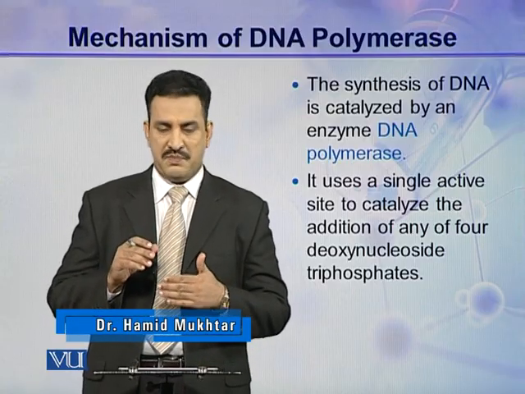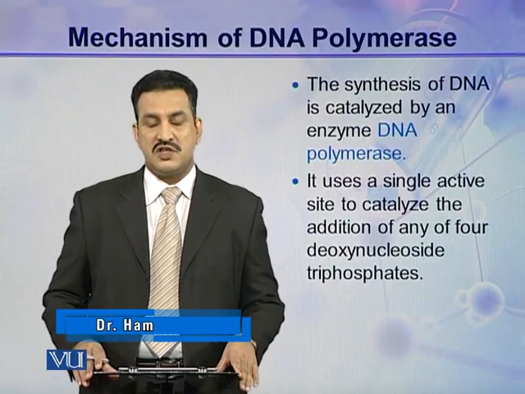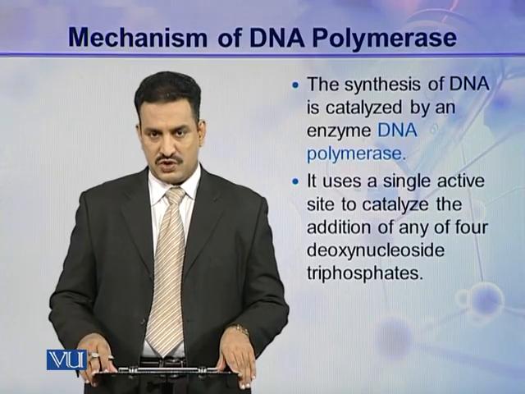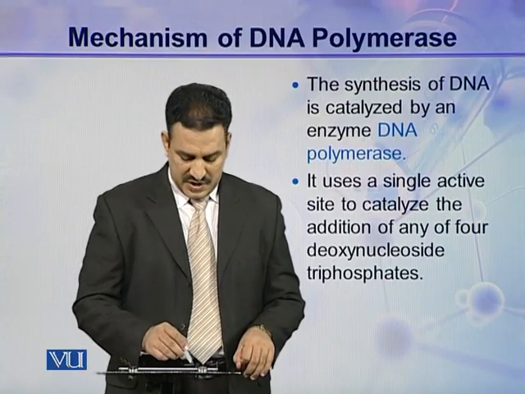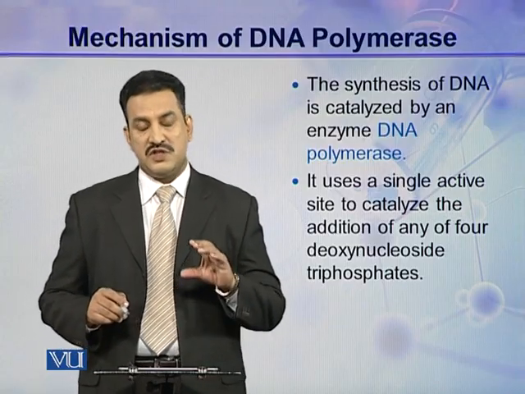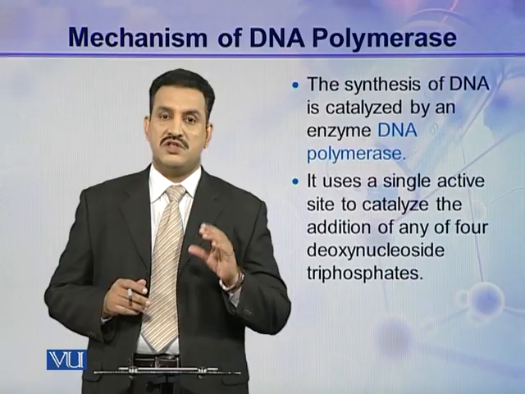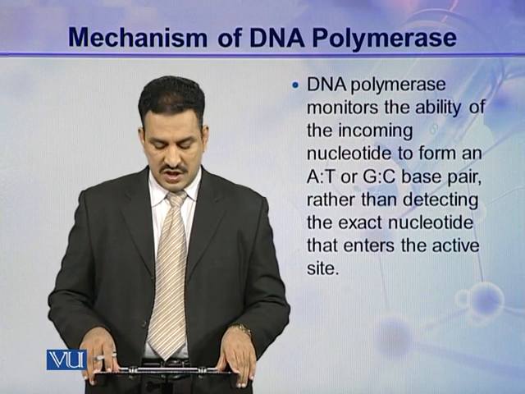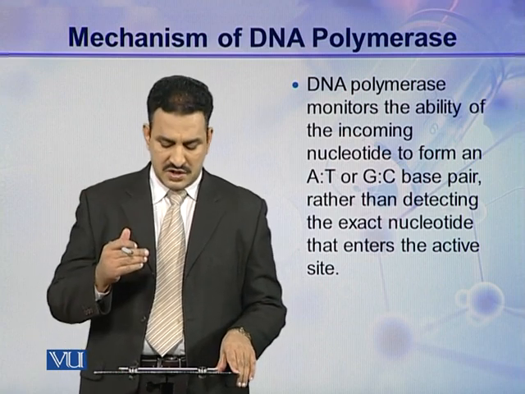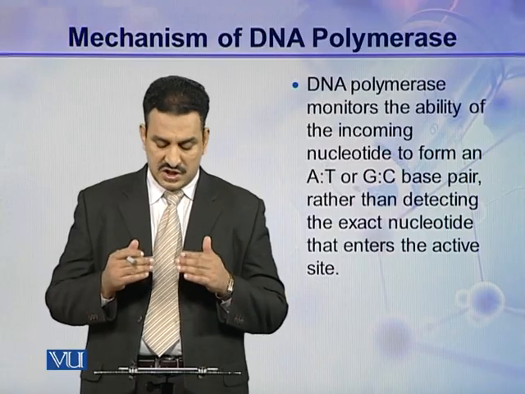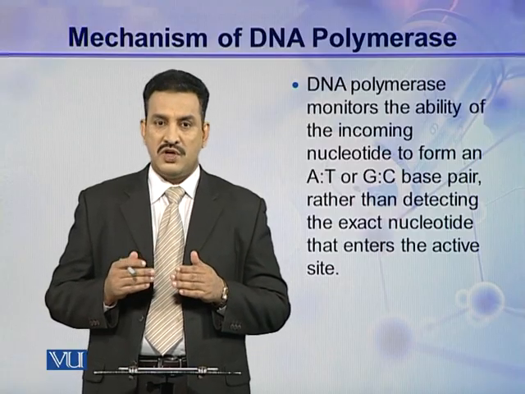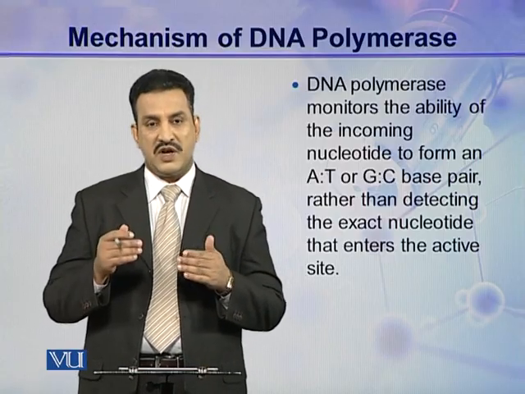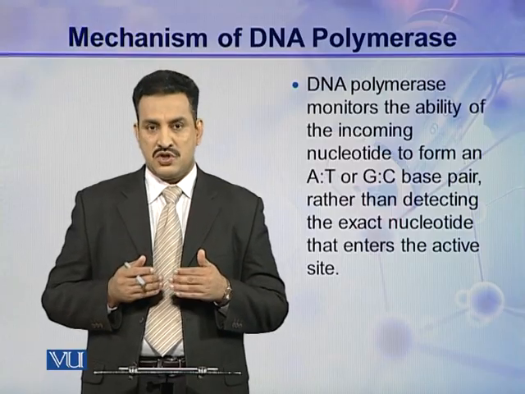the existing template. But this polymerase identifies the correct dNTP, or deoxyribonucleoside triphosphate, to be joined with the template. So it has only a single active site, and with this single active site it identifies all these four types of dNTPs. DNA polymerase monitors the ability of the incoming nucleotide to form an AT or GC base pair. So this enzyme is monitoring which nucleotide is coming and what type of base pairing is to take place.